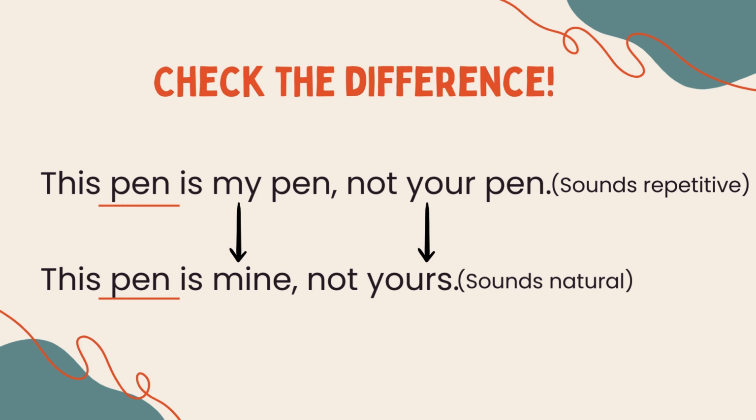Check the difference in this example. This pen is my pen, not your pen. This one sounds repetitive, right? Whereas this pen is mine, not yours. Here it sounds natural. So sometimes it's better to use the independent possessive pronouns.